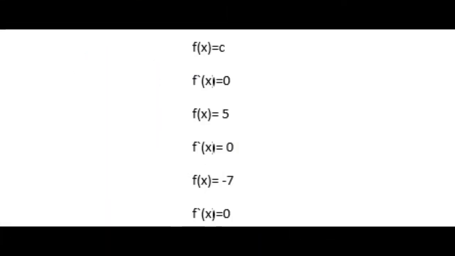The constant rule. The derivative of a constant is always 0. So, the derivative of a constant c is equal to 0.